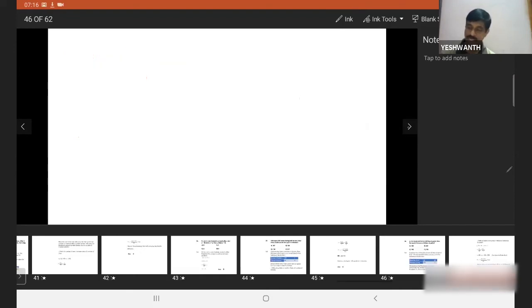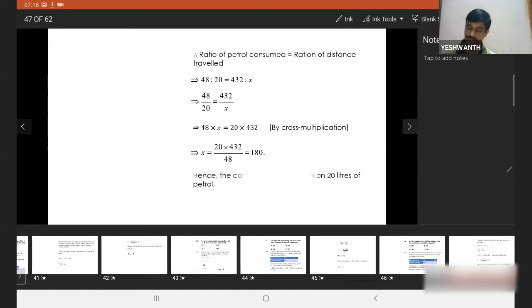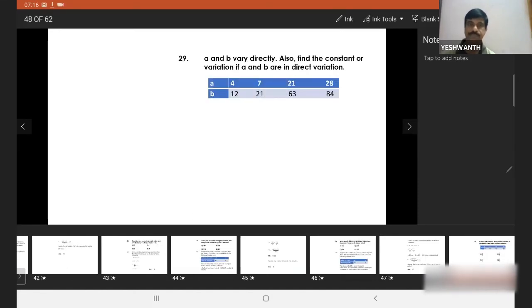Right? Let us go to the next question. A and B vary directly. Also find the constant of variation if A and B are in direct variation. So now look at this. If you take any two things, cross multiplication should work out.